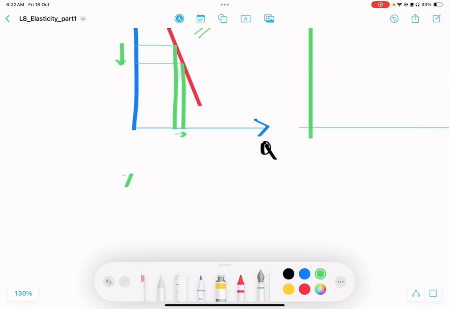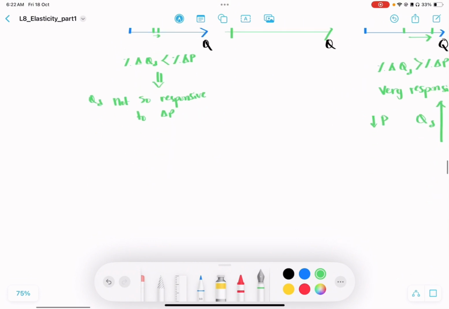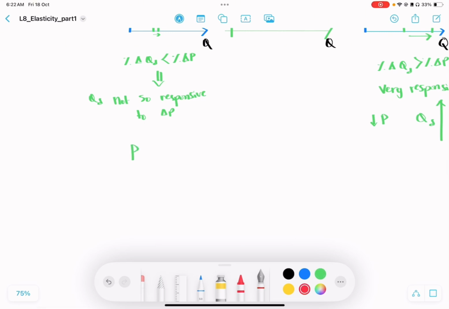So here we're saying that whatever the percentage change in quantity demanded is, it is less than the percentage change in price. In this case, quantity demanded is not so responsive, not so reactive to change in price. Let's say your price falls like this, but if you look at the change in quantity demanded, this increase is going to be much less. That is what we mean by not very responsive, inelastic demand.